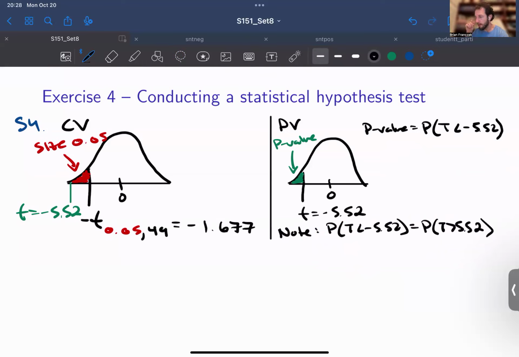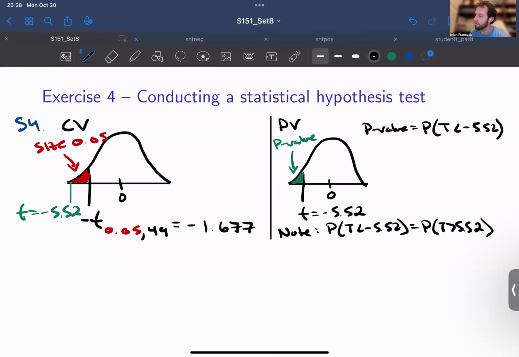Okay. And that's just due to the symmetry of the curve. So what this allows us to do is just treat this problem like an upper tail problem. So we can use the t-table to find the area or the p-value as if it was an upper tail problem, and then just translate it to the lower tail case.